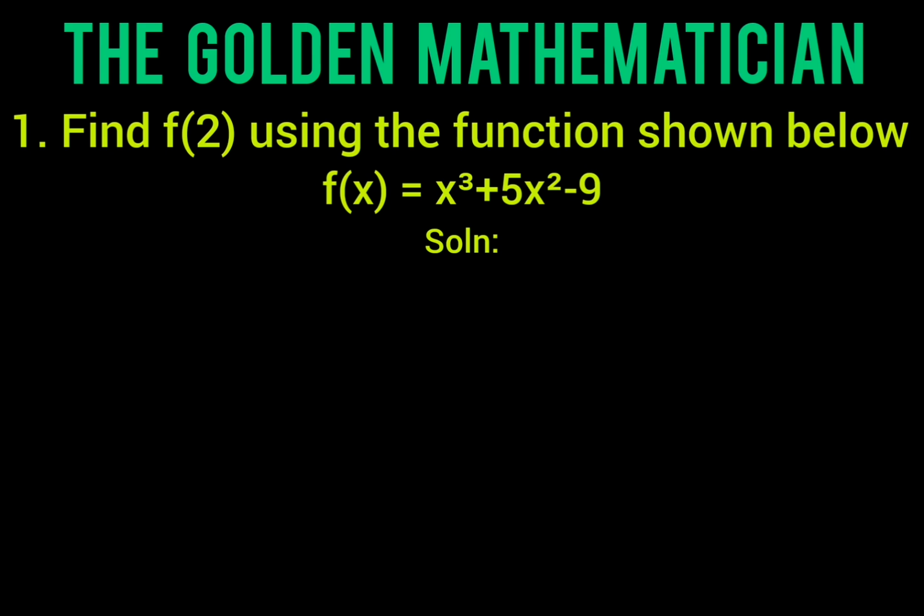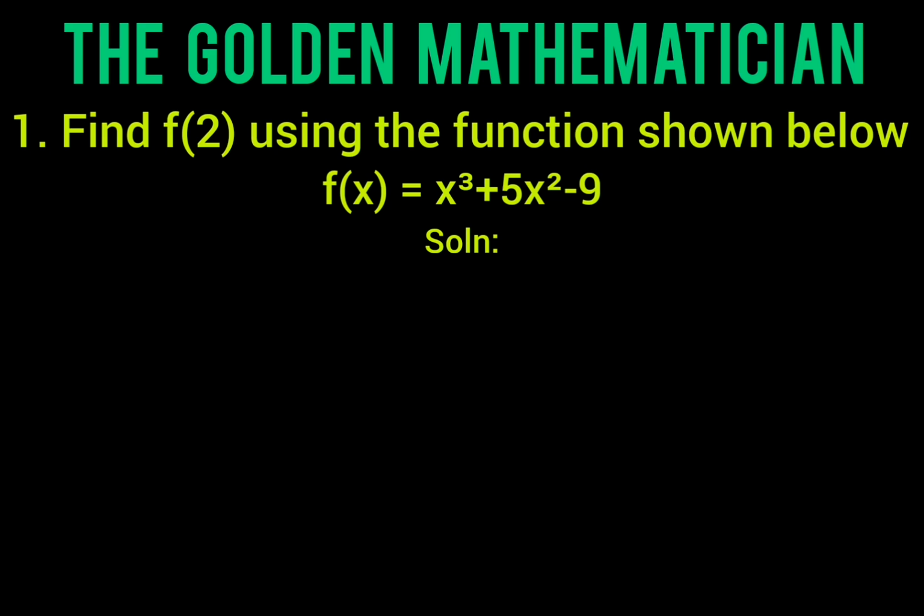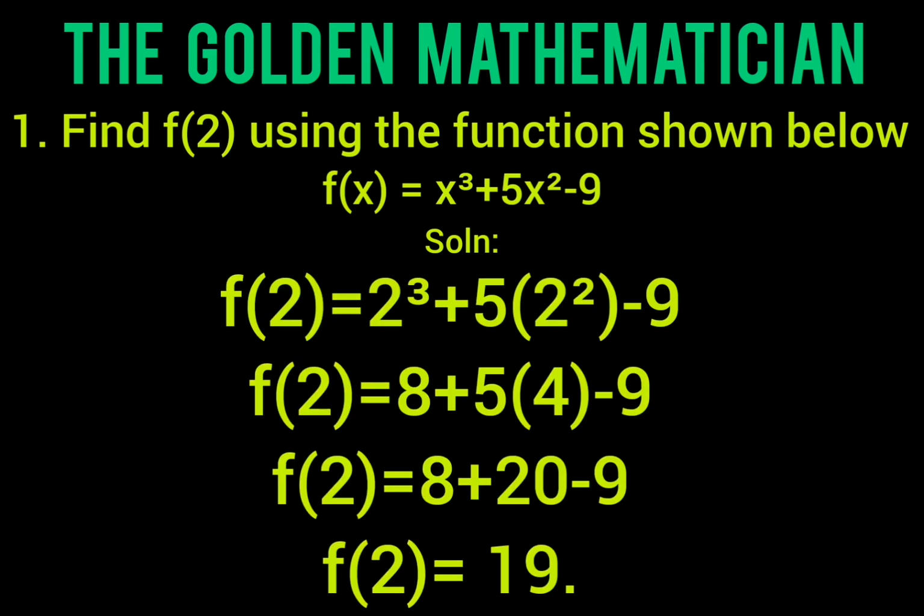Now look at this. f of x is equal to x cubed plus 5x squared minus 9. For you to find f of 2, all that is required of you is to replace the x with 2. Meaning wherever you see x, kindly replace it with 2, and that way you're going to get your f of 2. By doing that, we'll get f of 2 is equal to 2 raised to the power of 3 plus 5 times (2) raised to the power of 2 minus 9.